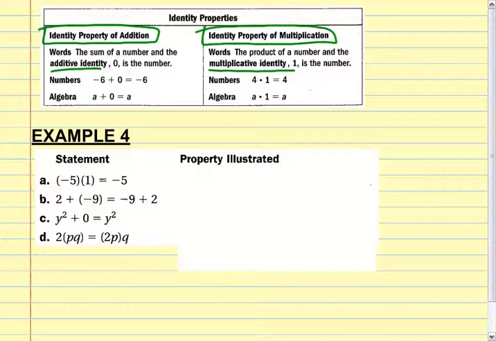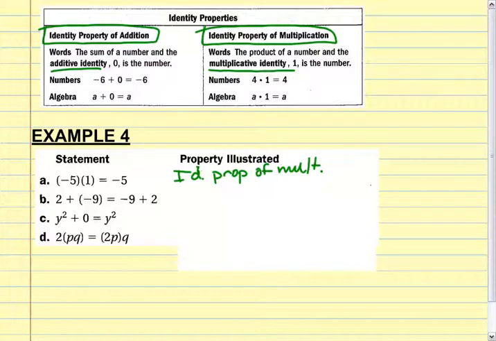Now, for this example, we're going to have to name the properties that this statement illustrates, okay? So look at this one. -5 times 1 equals -5. What property does that illustrate? What do you think? Sarah B? Would it be identity? It absolutely would be. The identity, and I'm abbreviating, guys, the identity property of multiplication. Okay. What about the next one? 2 plus -9 equals -9 plus 2. What property does that represent?